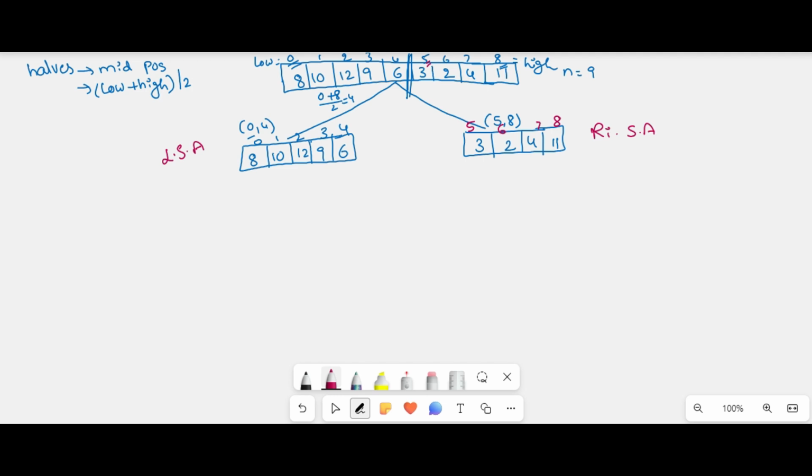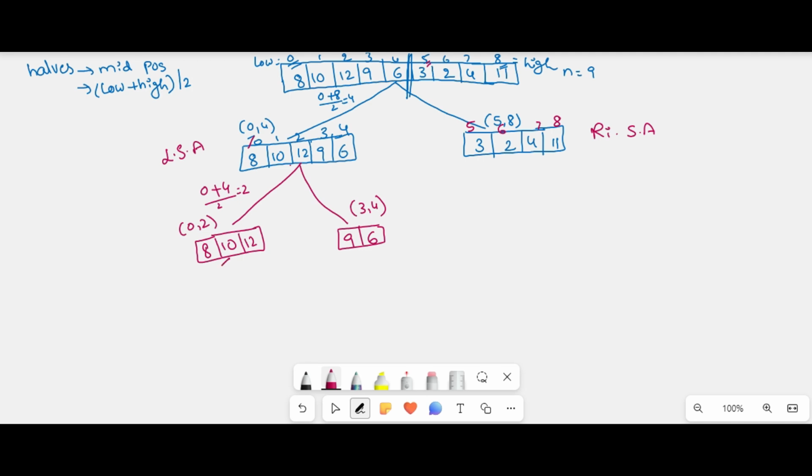Now again this will be divided into 2 halves. How? For this left sub array, the low position is 0 and the high position is 4, so (0 plus 4) by 2 is nothing but 2. So it is divided into low position to mid position, and mid plus 1 position to high position. That means the left sub array is from the 0th position to the 2nd position: 8, 10, 12. And the 3rd position to the 4th position means 9 and 6.